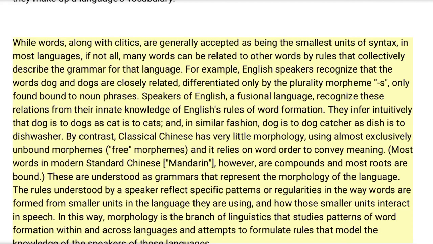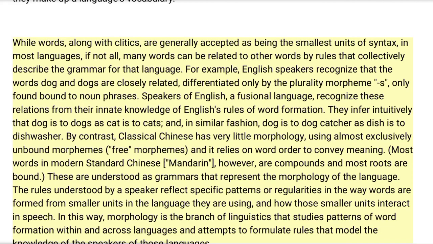By contrast, classical Chinese has very little morphology, using almost exclusively unbound morphemes, free morphemes, and it relies on word order to convey meaning. Most words in modern Standard Chinese Mandarin, however, are compounds and most roots are bound. These are understood as grammars that represent the morphology of the language.